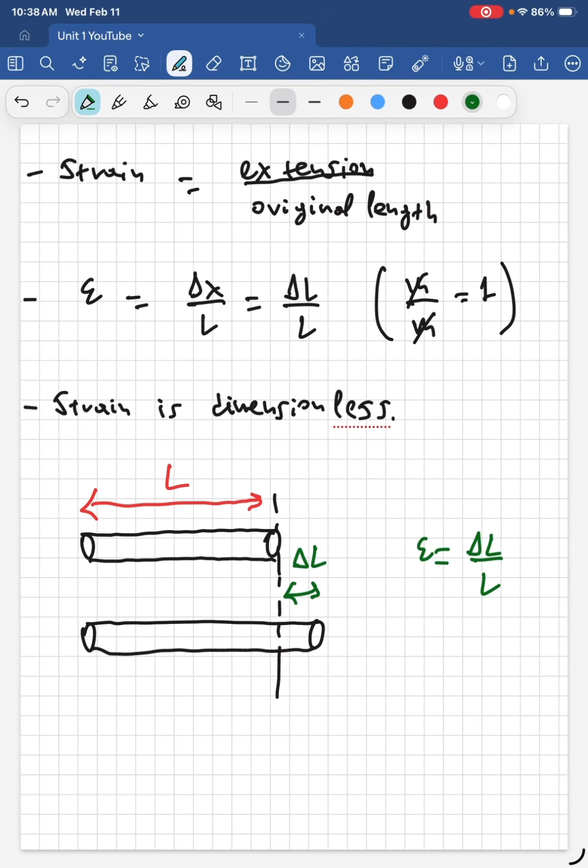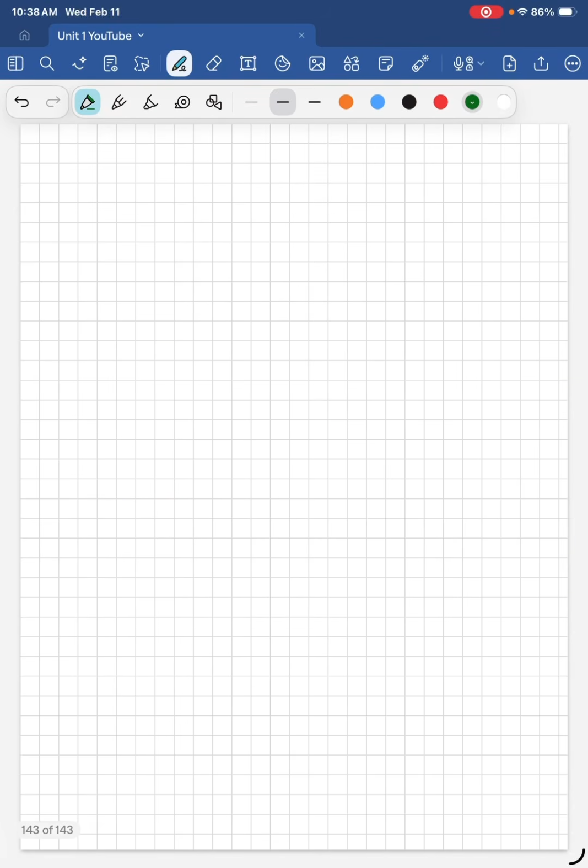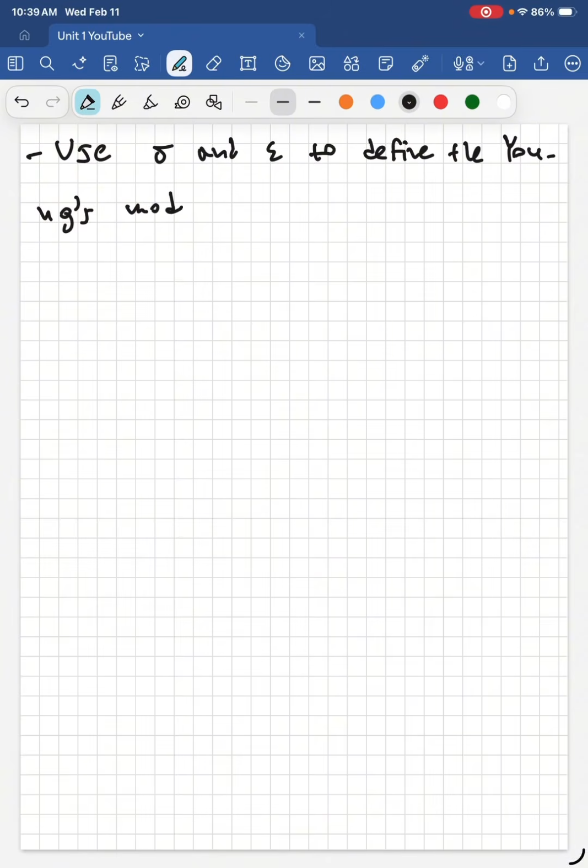Okay, now we can use stress and strain to define the Young's modulus. So the Young's modulus is defined by this capital E, and it's given by stress over strain. Notice this will come later. Let me finish and I will write something that is important.